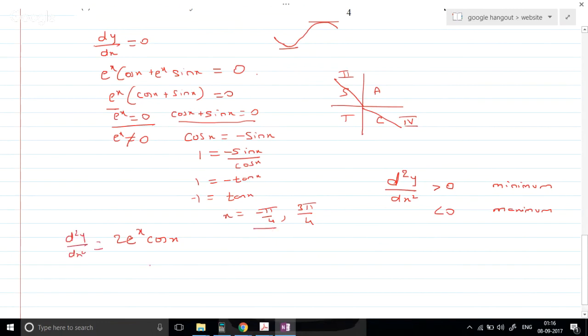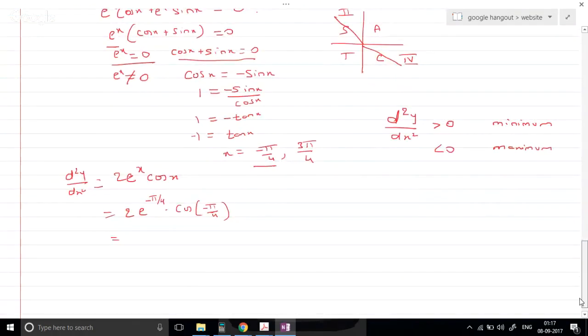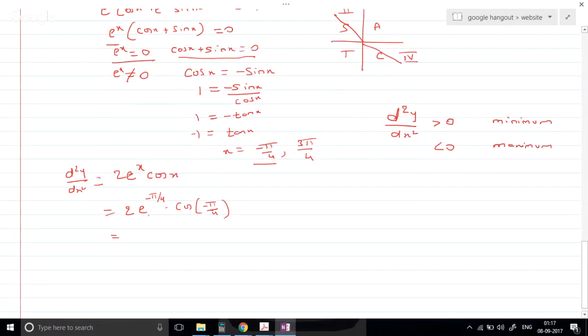Now let us substitute both the values in this. So if you substitute 2 e to the power minus pi by 4 into cos of minus pi by 4, what do you get? Cos of negative theta is positive cos theta. This e power negative pi by 4 is a positive value only. This is also positive, this is also positive. So the second derivative is positive, greater than 0. It means this point is a local minimum.